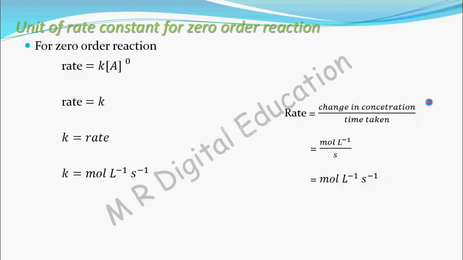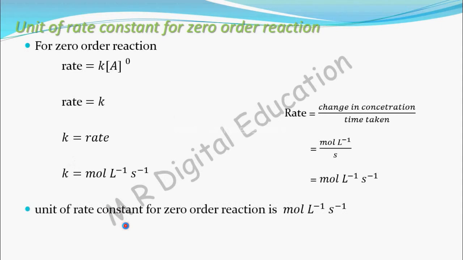If you express concentration in atmosphere, then the unit of rate becomes atmosphere per second. So whatever it may be, now let's take this one only, mole per liter per second. So the unit of rate is mole per liter per second, and that unit is also equal to the unit of rate constant. So the unit of rate constant for a zero order reaction is mole per liter per second.